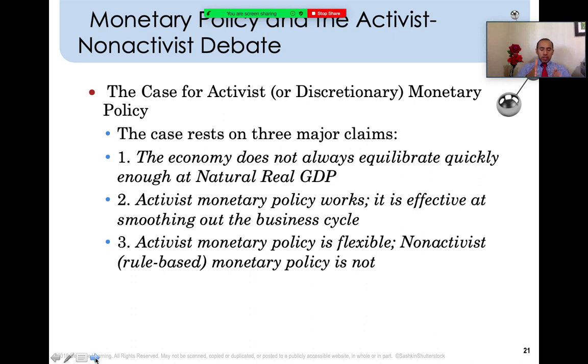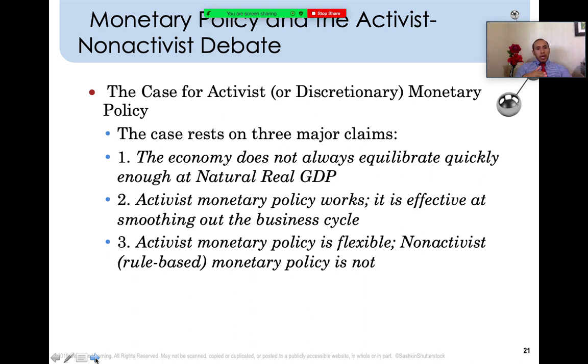Basically, monetary policy can be used, but it doesn't always lead to quickly establishing natural levels of GDP, or the economy will not always on its own reach natural levels of GDP. So we need to consistently use monetary policy in order to reach that target. The activist monetary policy works and is effective at smoothing out business crises if it's used actively in the market. And the activists believe that monetary policy is flexible. You can increase or decrease and reach a target when needed.